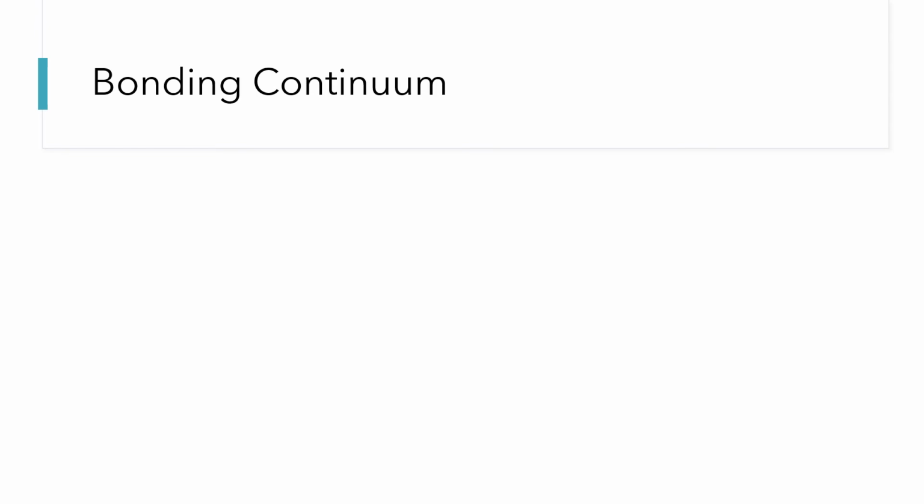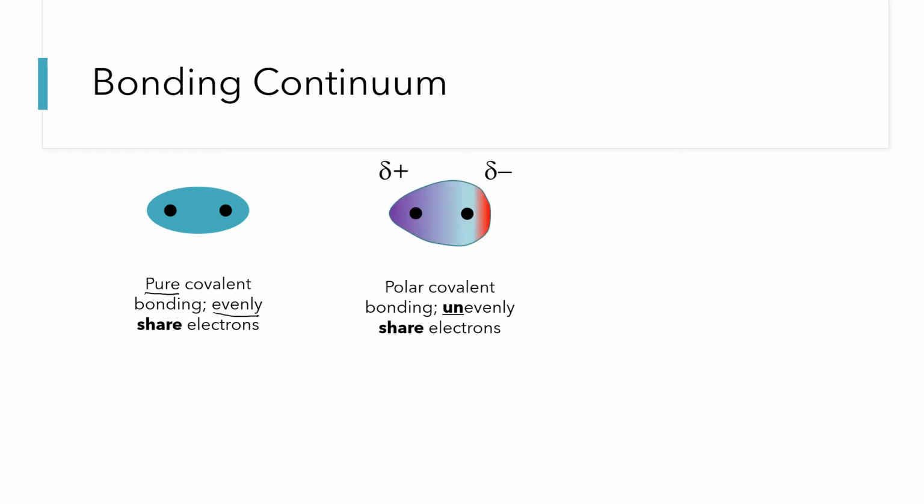The concept of sharing a pair of electrons to form a covalent bond is one type of bond on a continuum of bonding. So there we go with what we call pure covalent bonding. Sometimes you'll see this notation with pure out in front. Sometimes it'll just be referred to as a covalent bond. And what we mean here is that the pair of electrons is evenly shared between both atoms that are involved in the bond. Another type of bonding is polar covalent bonding.